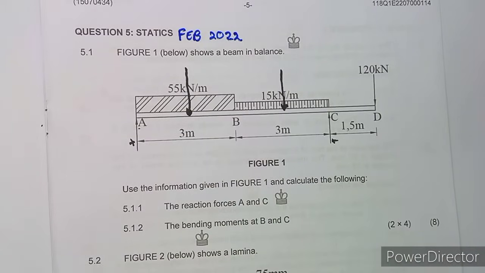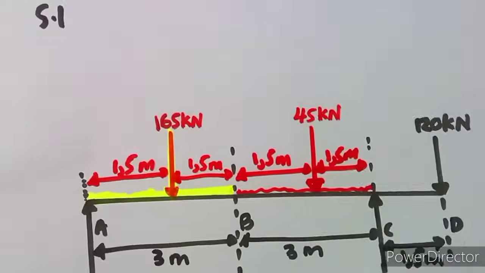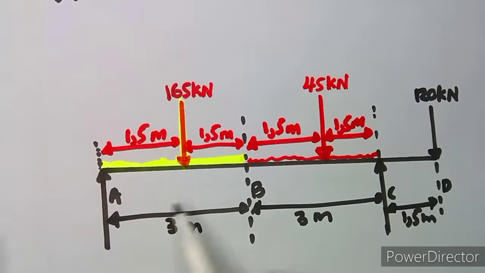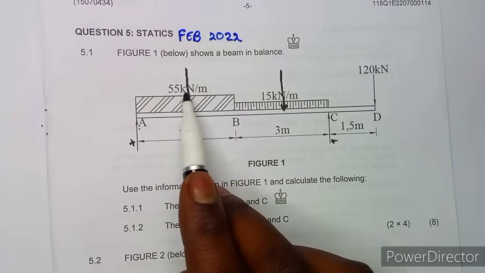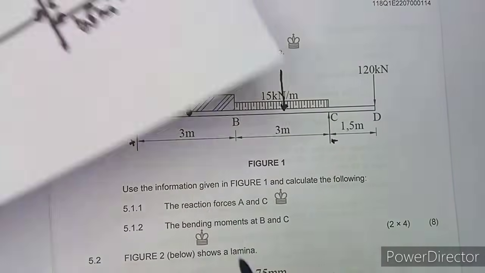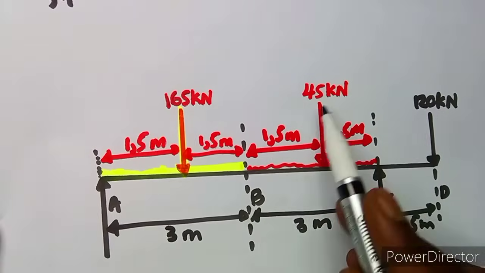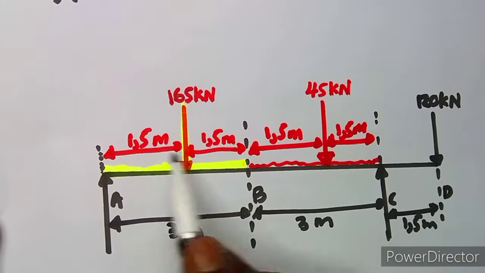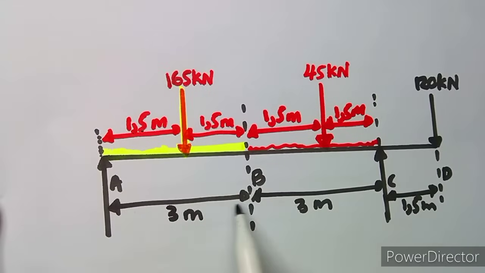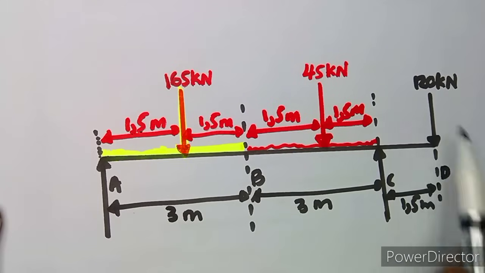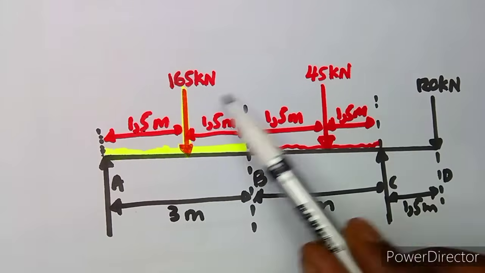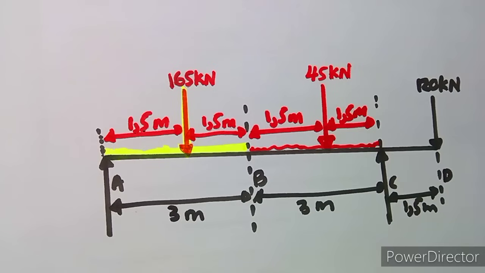What I'm simply saying is something like this, guys, so that it can be clear. This is what we had here in between A and B. It's a distributed load, so you're just going to multiply 55 kilonewton per meter times 3, which is 165, then 15 times 3, which is 45. Then separated between 1.5, because it was for these 3 meters. So now you divide by 2, that's 1.5 and 1.5, the same here, divide by 2, 1.5 and 1.5, then the rest here is just fine. So this is just supposed to be your imagination. This is what you're supposed to imagine working with, so that it can be easier for us.